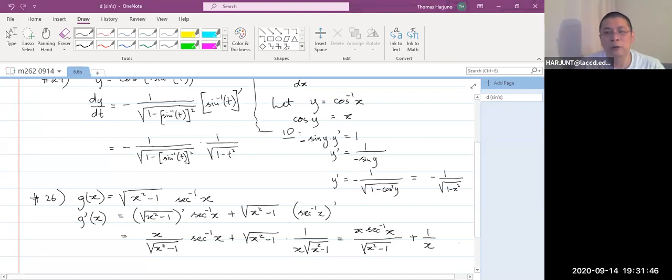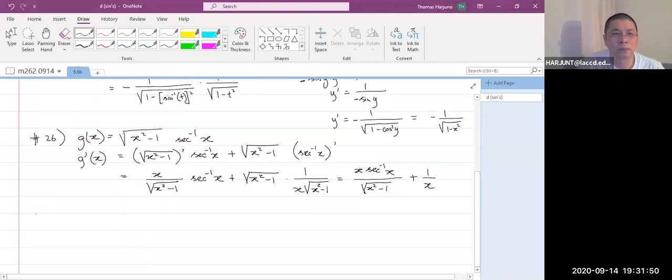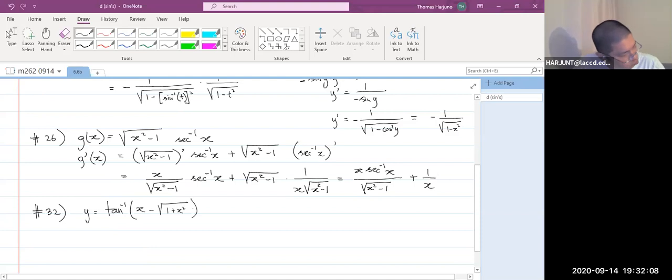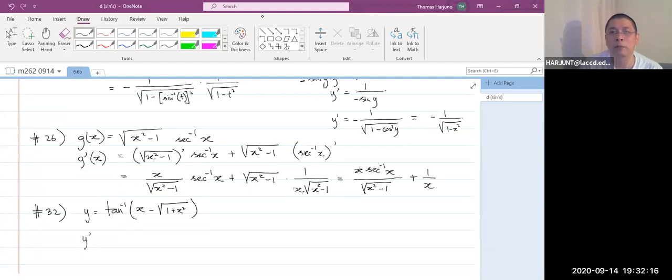Number 32. y equals tangent inverse of x minus square root of 1 plus x squared. Let me ask you to try this. Find what is y prime. I'll give you maybe 2 or 3 minutes at least to get a good feeling about this.